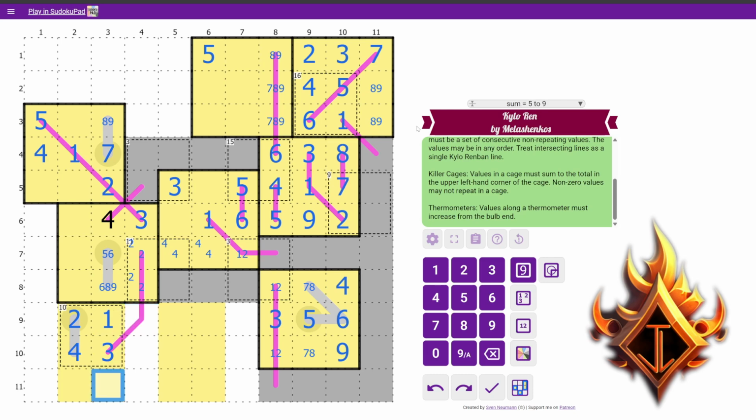This is 5, 6, 8, 9. Okay. This cannot be 6. So this is 1, 2, 3, 4, 5, 6. Needs a 8 and a 9 also. That can be any of those. Those can be any of those. This needs a 3. Okay, 3 has to go here.